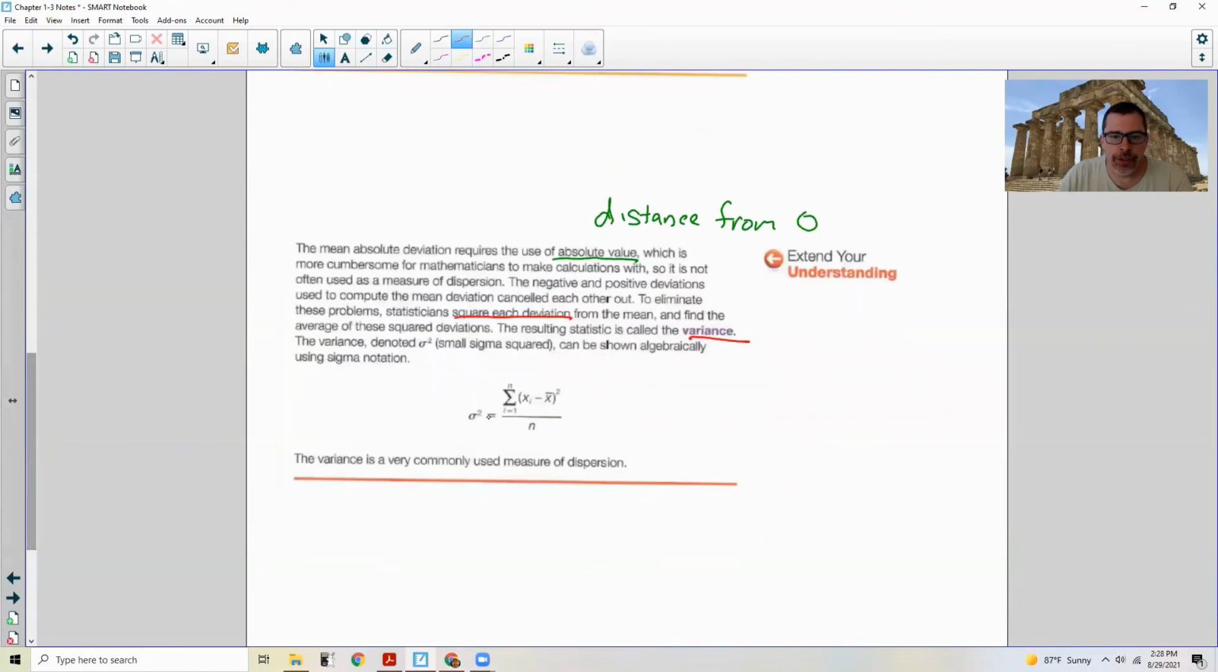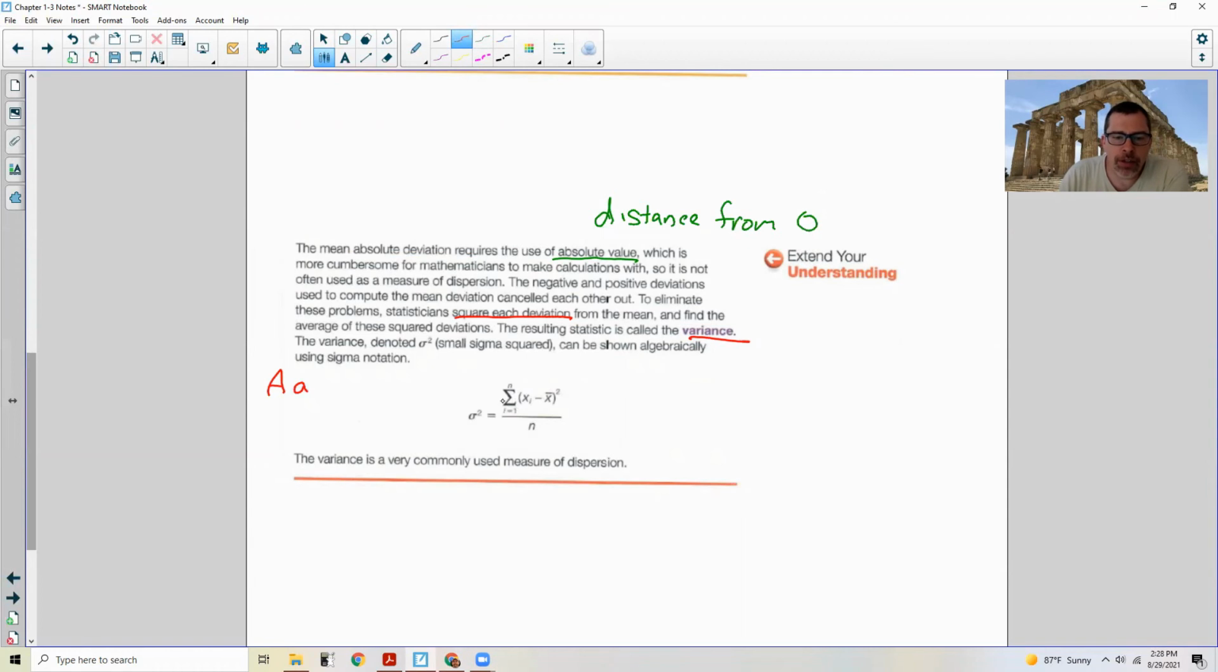It's when you square the standard deviation. So the variance, denoted sigma lowercase squared, can be shown algebraically using the sigma notation. So sigma squared equals uppercase sigma. These are both sigmas, by the way. Think of a capital A and a lowercase a. This is capital sigma. This is lowercase sigma.